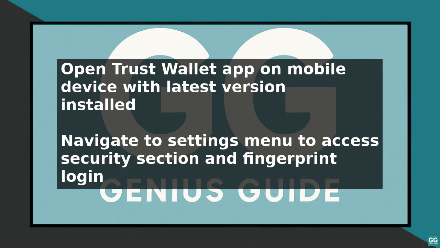To set up Trust Wallet Fingerprint login, start by opening the Trust Wallet app on your mobile device. Ensure you have the latest version of the app installed to avoid any compatibility issues.